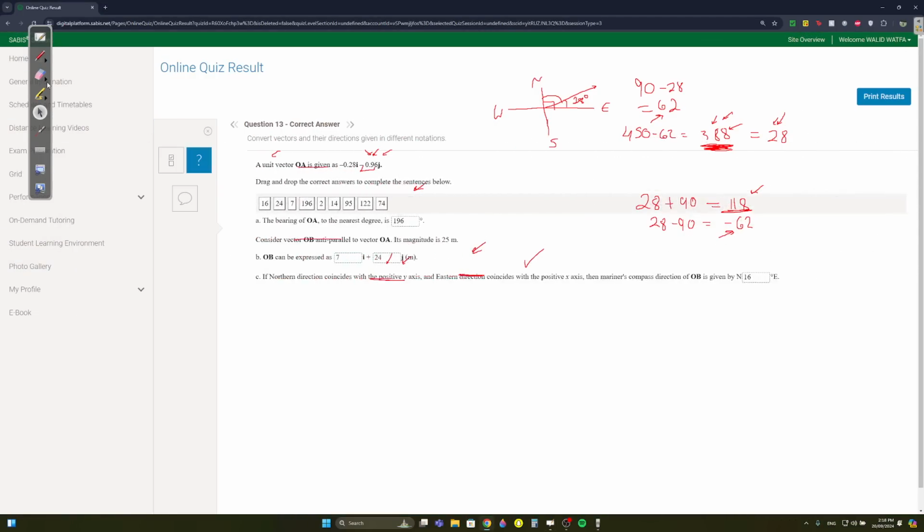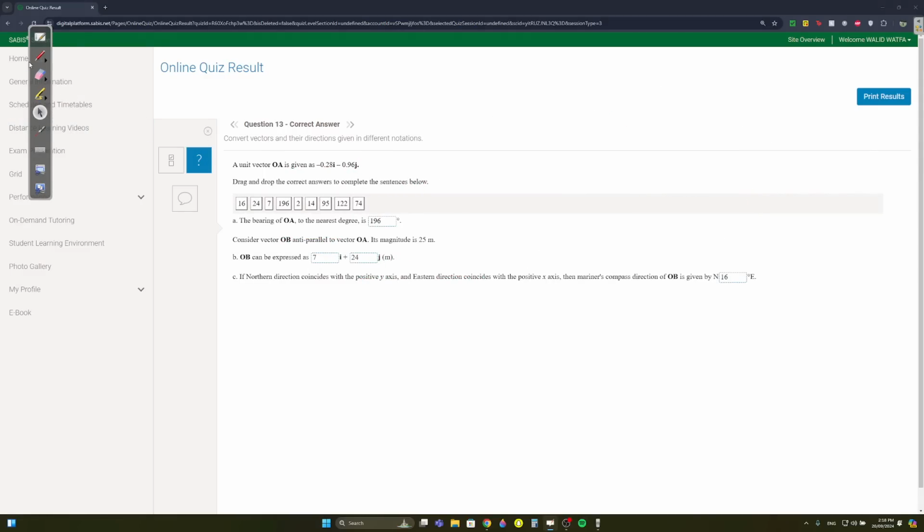Question 13. A unit vector OA is given as this, so this is the unit vector U. They said that the bearing of OA is 196 degrees. Consider vector OB anti-parallel to vector OA and its magnitude is 25 meters. Anti-parallel means same magnitude but opposite direction.